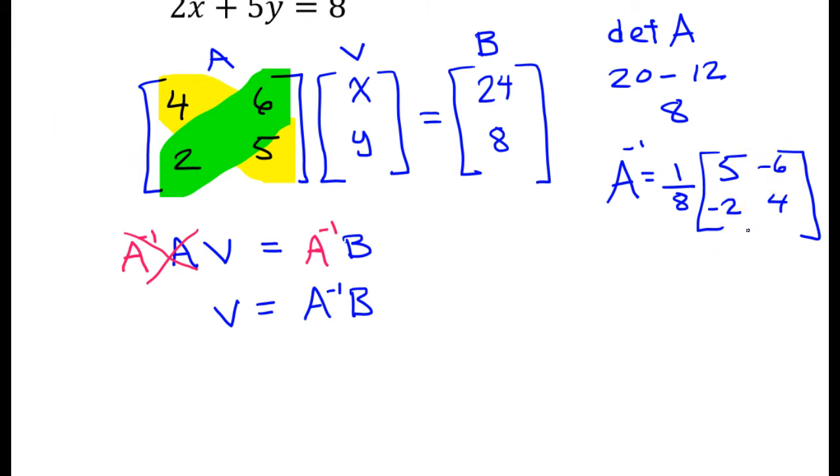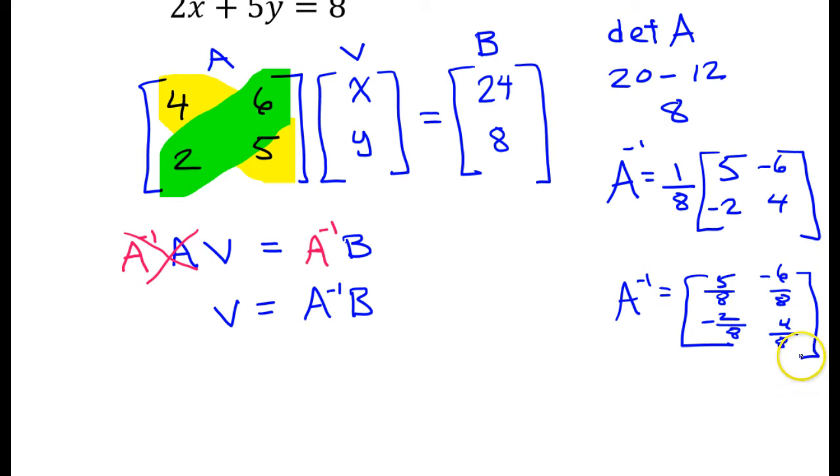Okay, so for A inverse, I need to multiply all these by 1/8, or in other words, divide them all by 8. So that's going to make 5/8 and -6/8 and -2/8 and 4/8, which of course means that A inverse is, I'm just reducing, so of course 5/8, that doesn't change, but then I'll have -3/4 and -1/4 and 1/2.